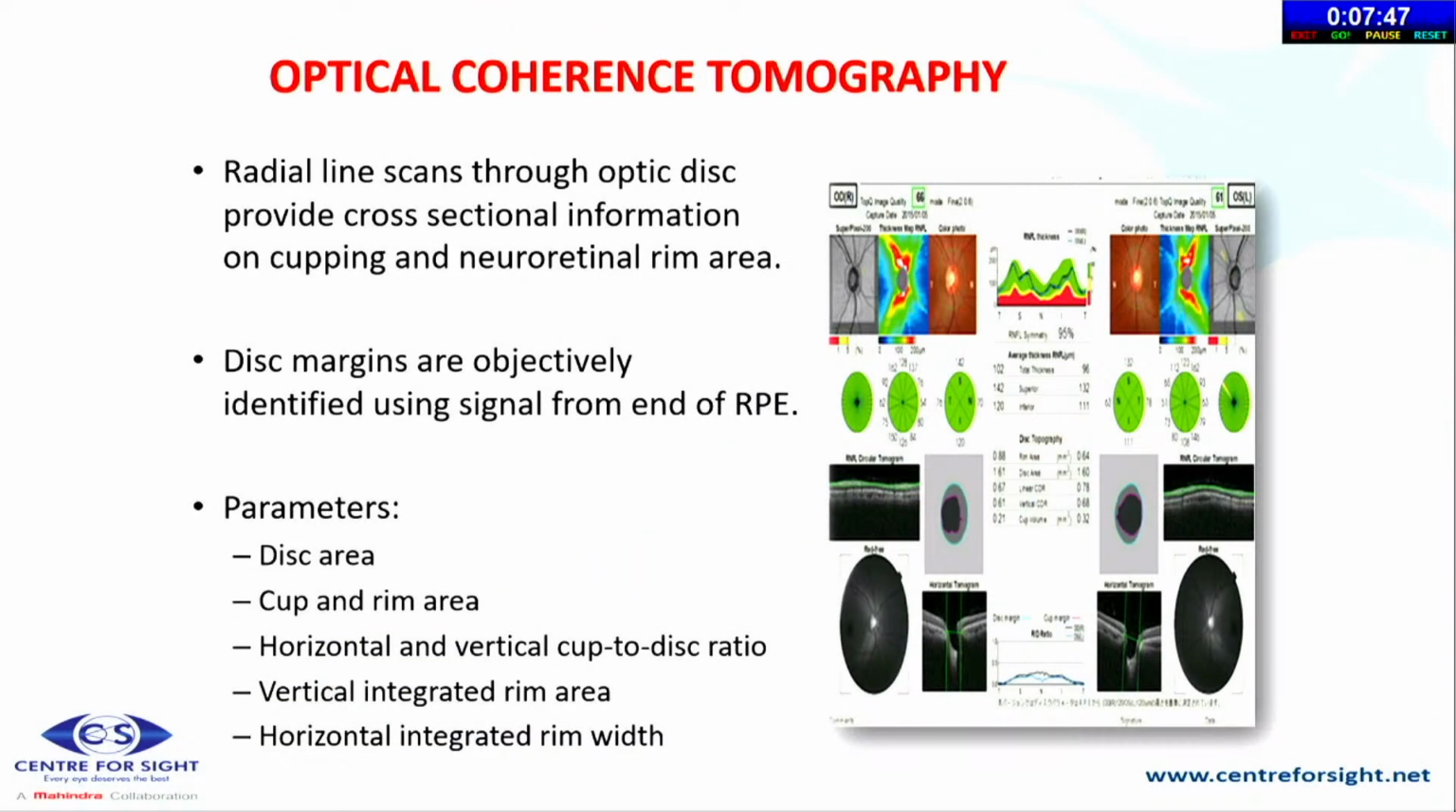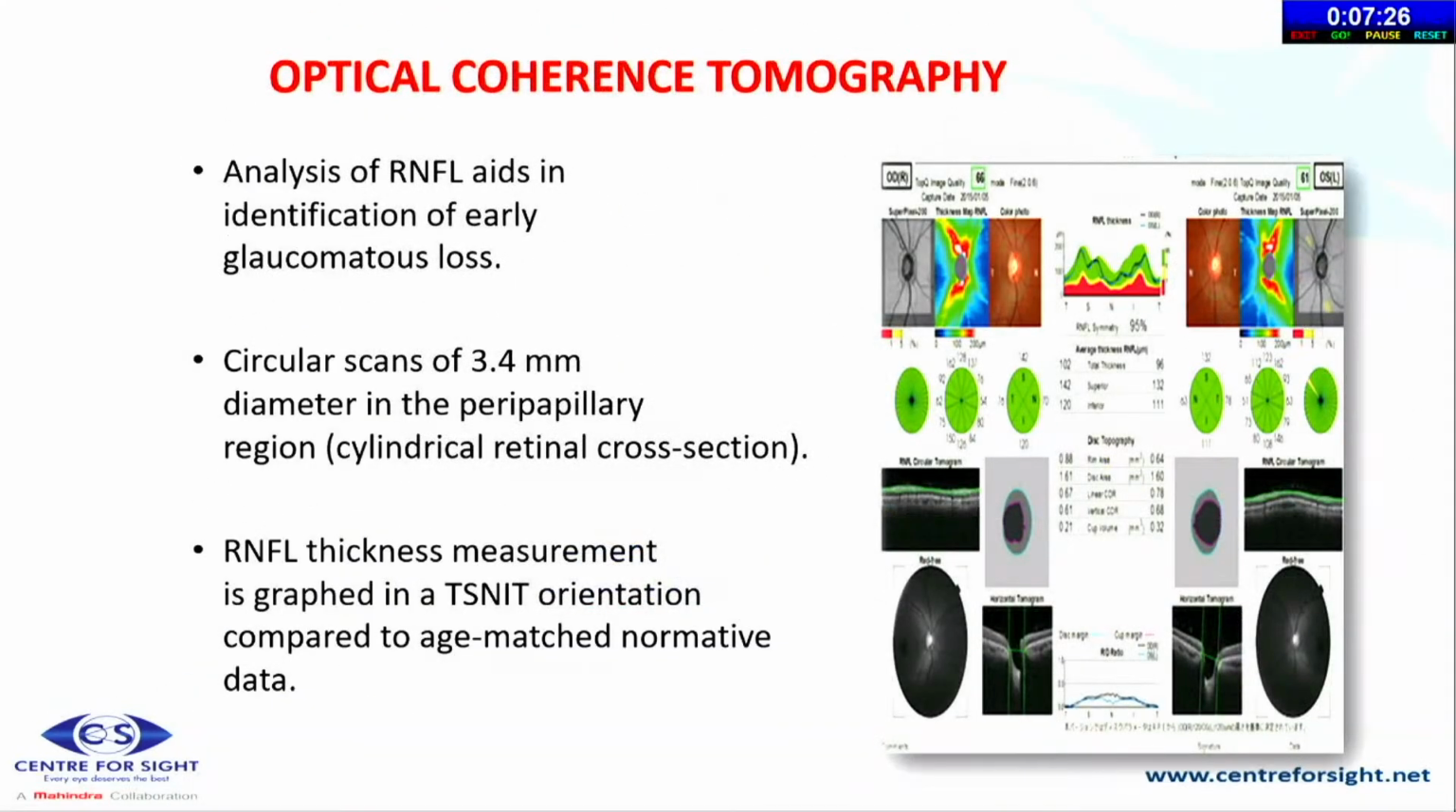The radial scans, line scans through the optic disc, give cross-sectional information of the cupping and neuroretinal area. Disc margins are objectively identified using the signal from the RPE, and these are the parameters that are evaluated, and we are given a color-coded, age-matched printout of the optic nerve head.